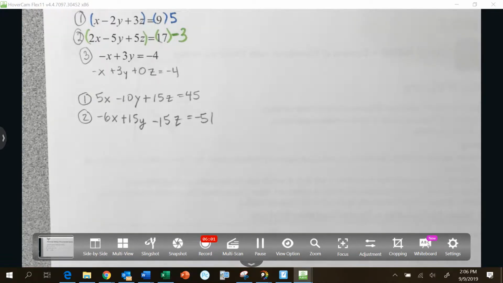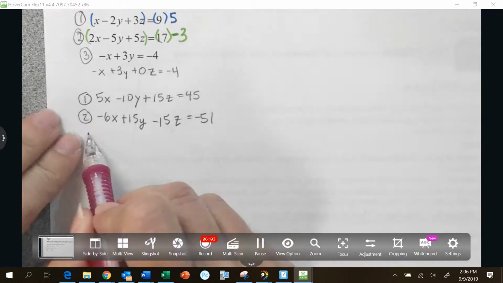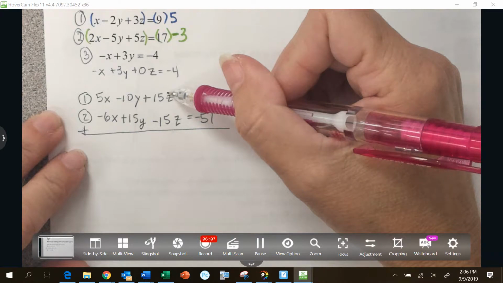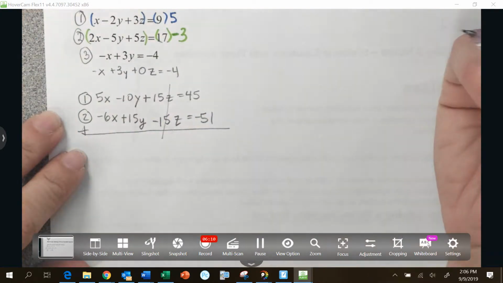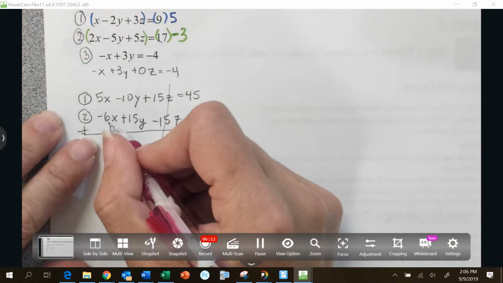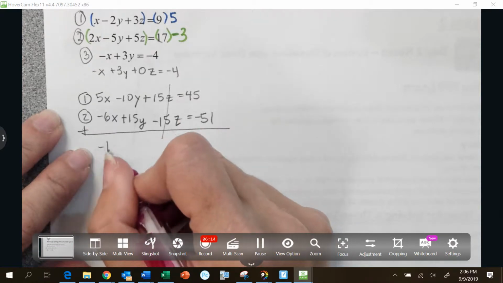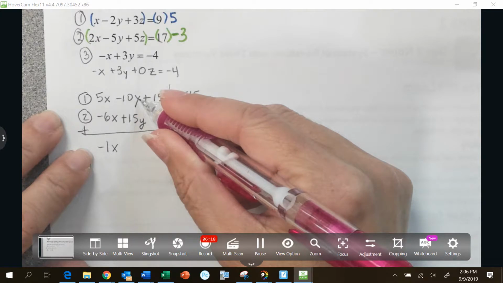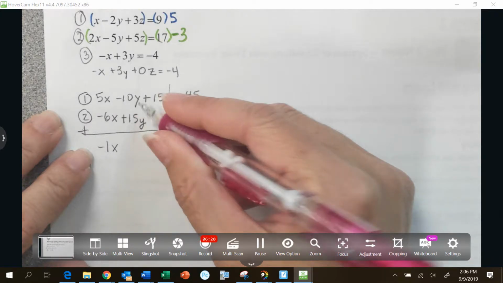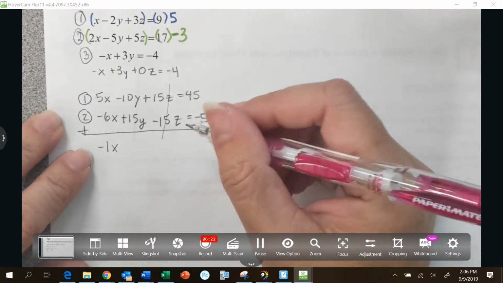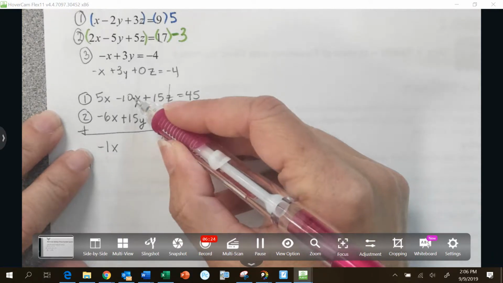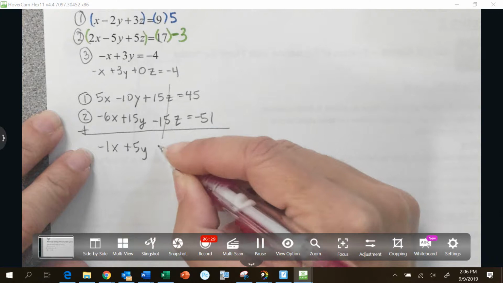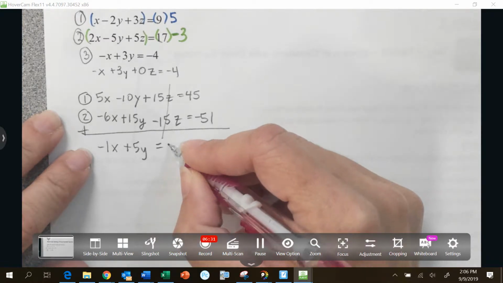Now if I add these together, what happens to my z's? So I get 5 plus negative 6 is negative 1x. You don't have to write the 1, we just say negative. I did that in my last class and then I confused people, so I want to make sure I don't confuse anybody. So negative 10y plus 15y is positive 5y, and then equals a negative 6.